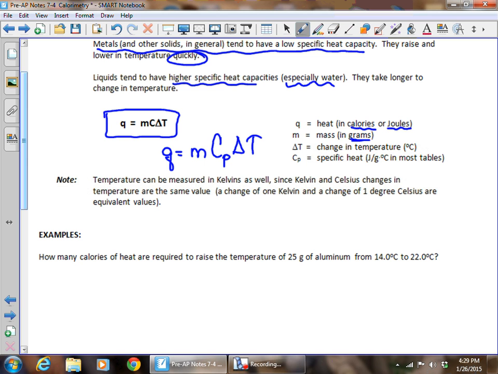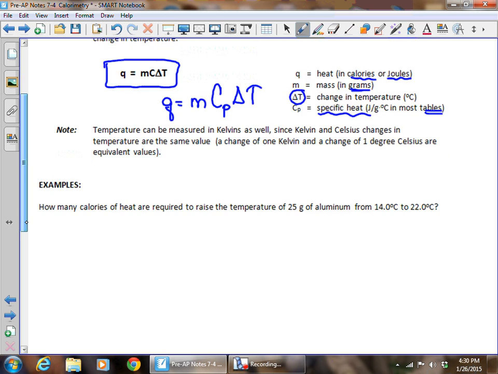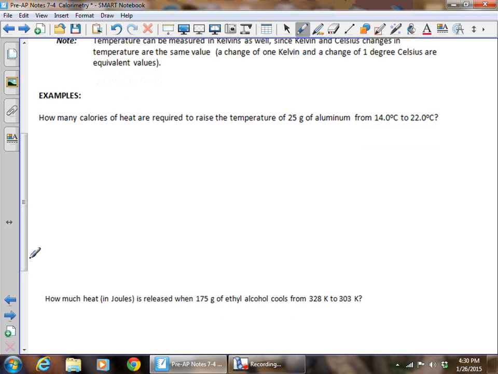m is mass in grams. That delta sign in front of the T, we've seen that delta before. It's for change in temperature. And then c sub p, or c, is the specific heat, and that's the one you have to look up in a table. So how many calories of heat are required to raise the temperature of 25 grams of aluminum from 14 degrees Celsius to 22 degrees Celsius?